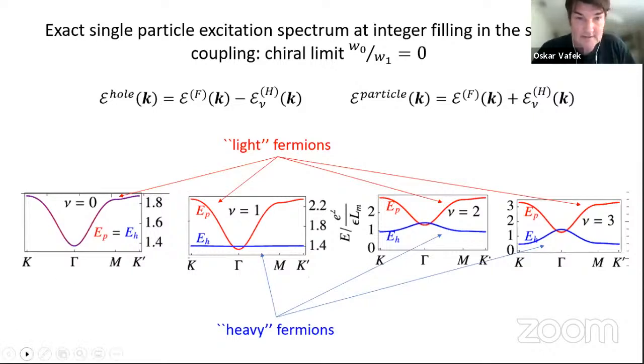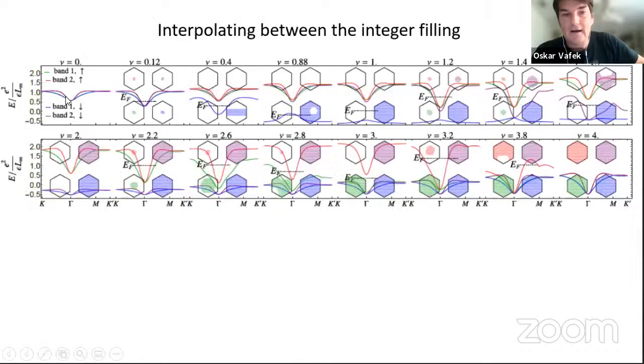So this is shown here, where we numerically just try to interpolate between the integer fillings by taking slightly determinant wave functions. So we allow for population of these four bands in different ratios. You see, starting from nu equal to 0, going to nu equal to 1, we start first by filling democratically these four pockets at the gamma point. So you have a Fermi liquid here.